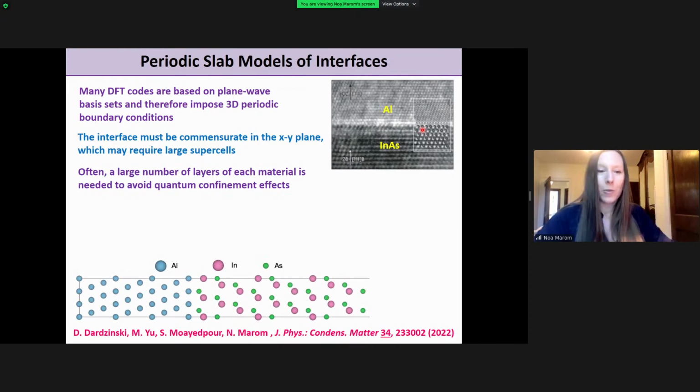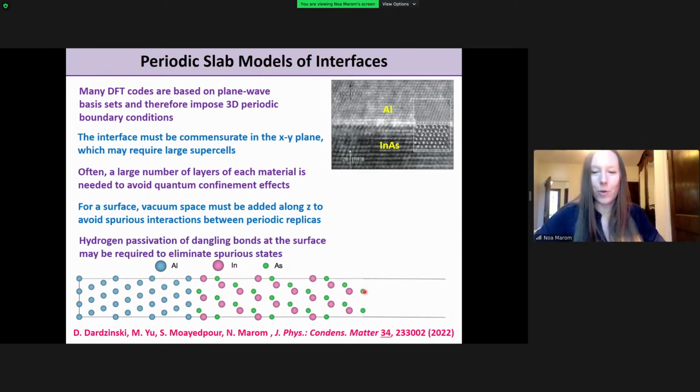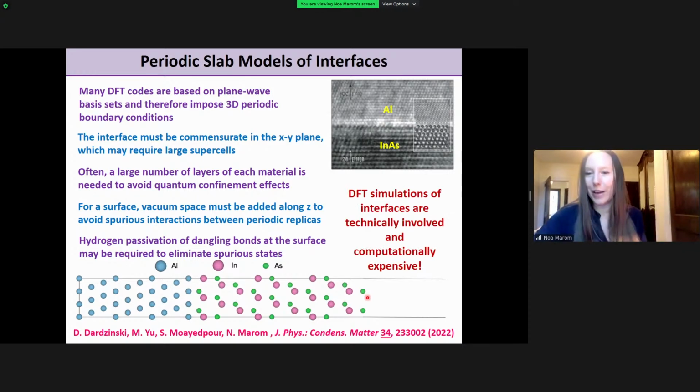And then we have to make sure that we have enough layers of each material to avoid quantum confinement effects and reach the bulk limit, which makes the simulation even larger. And then if we want to simulate a surface, then we have to add vacuum space to our model in order to avoid interactions between periodic replicas in the z direction, which makes it larger still. And then finally, if we want to eliminate spurious states from dangling bonds, we also need to passivate the surface with pseudo-hydrogens. So that means that simulations of interfaces can be technically involved and computationally expensive just because the interface model ends up being very large.